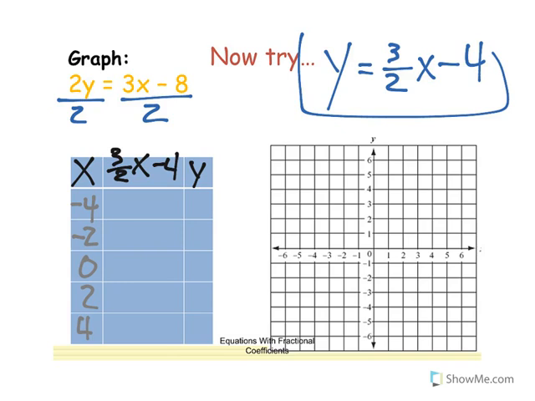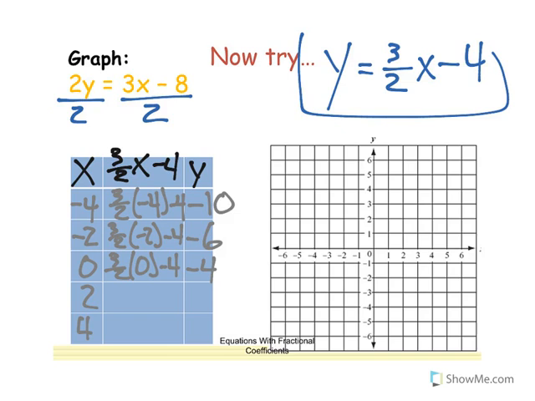Okay? So now you're going to do this, okay? So you're going to sub those in. You're going to find the coordinates, and you're going to list out those coordinates, and then you're going to graph it. So when I substitute negative 4, 3 halves of negative 4 is negative 6, minus 4 is negative 10. 3 halves of negative 2 is negative 3, minus 4 is negative 6. 3 halves of 0 is 0, minus 4 is negative 4.